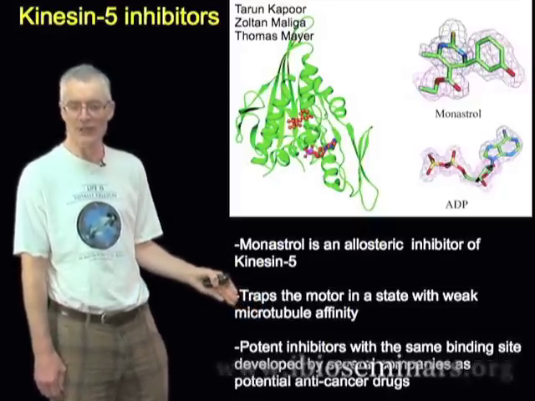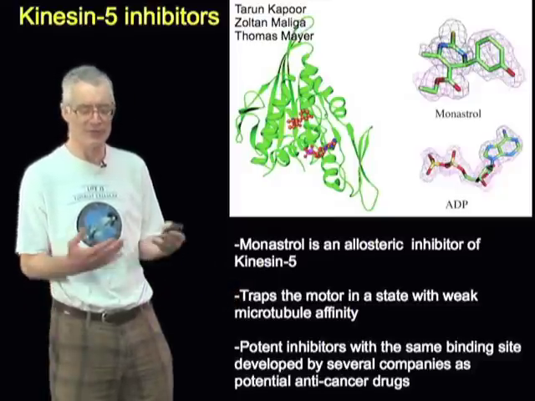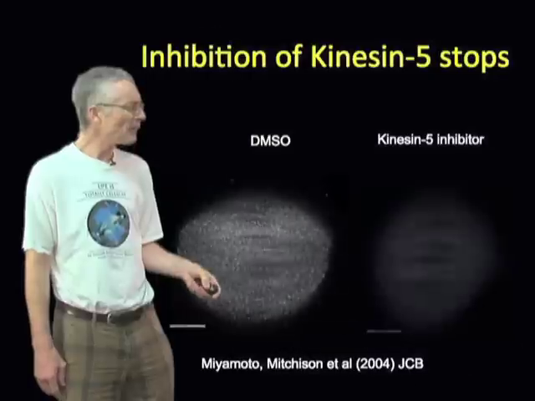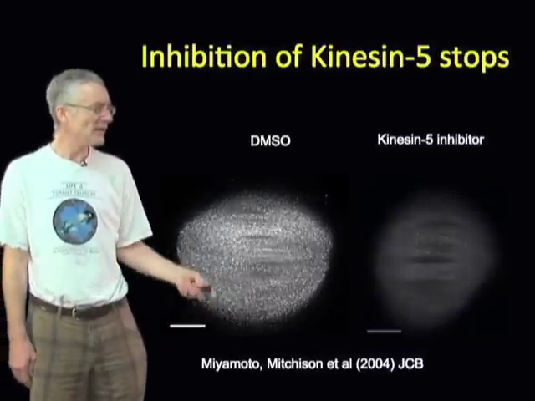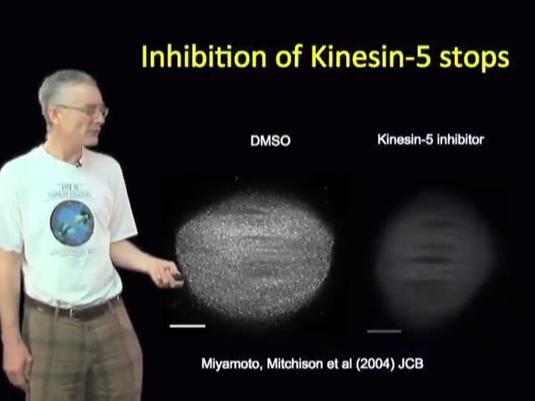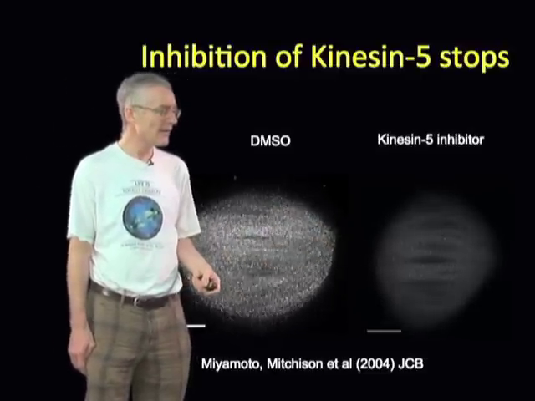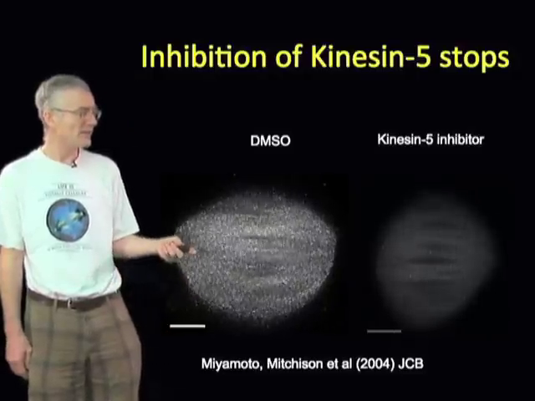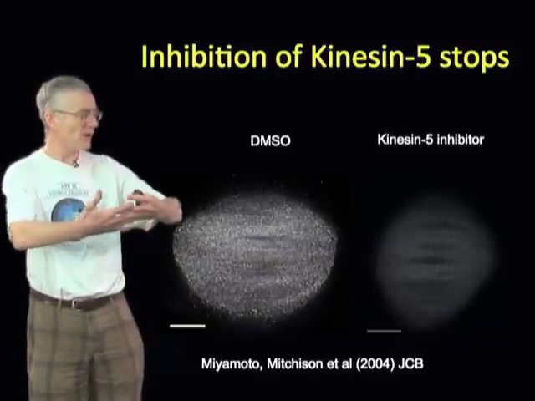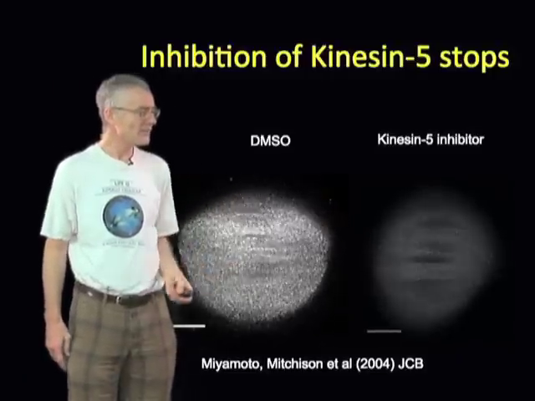This class of drugs traps the motor in a state with weak affinity for the microtubule, so it's like removing the motor. And we can do the kind of experiment shown here. Here's a control spindle where, with these speckles, you can see the sliding of the microtubules. Here's the same kind of spindle treated with a kinesin 5 inhibitor, and if I step back, I hope you can see the microtubules are sliding apart continuously in this one, whereas here they're static.